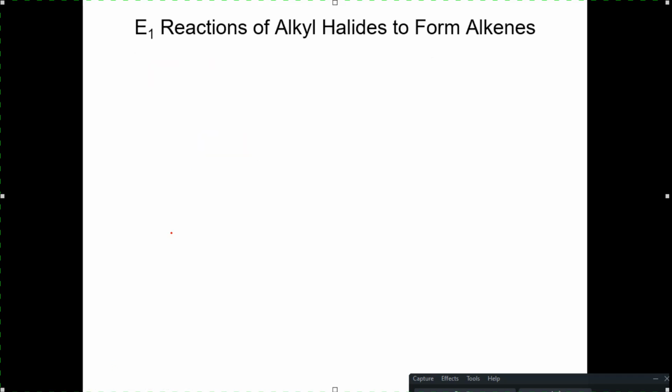Because now what we're going to do is talk about E1 reactions. So an E1 reaction is an elimination reaction. So it's going to form a double bond. So let me take something fairly straightforward, like this molecule, and say that we are going to do an E1 mechanism for this. And so the first step in this mechanism is going to be to break the carbon-chlorine bond.